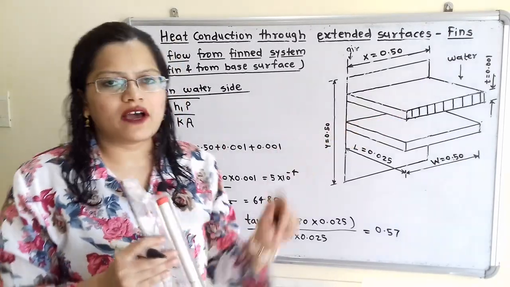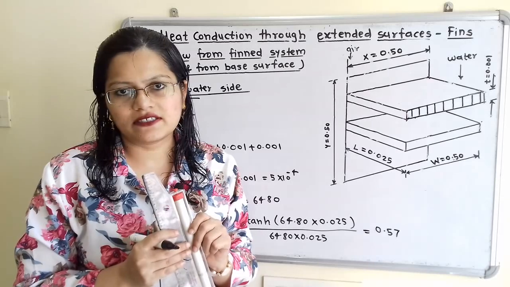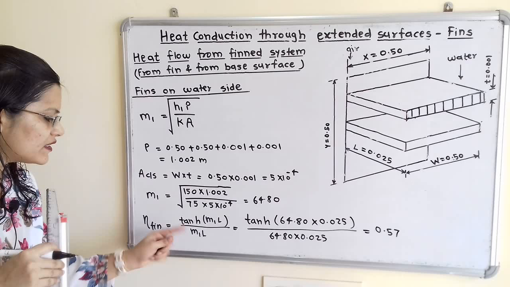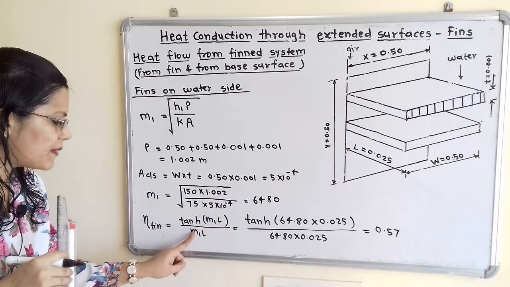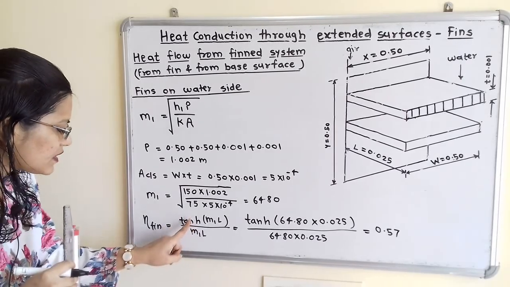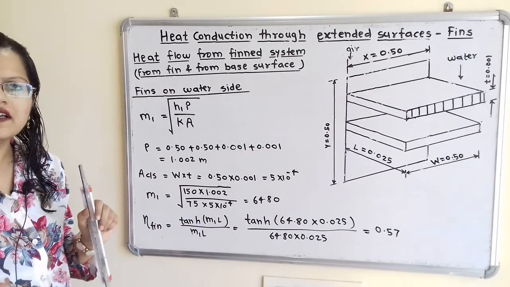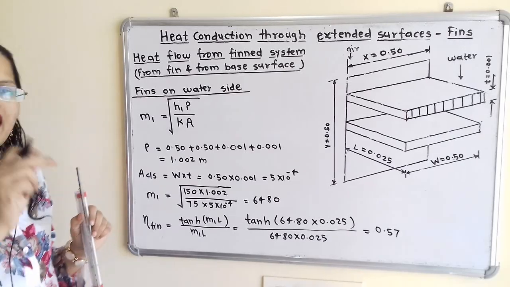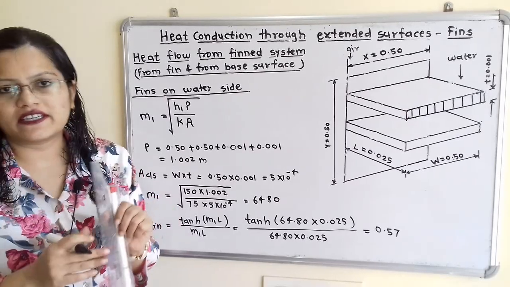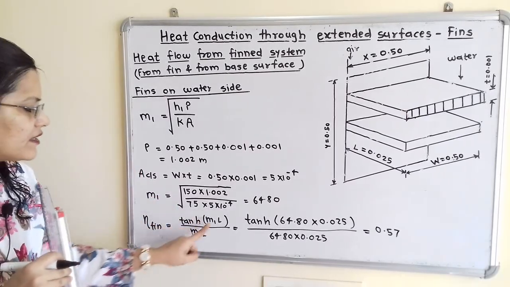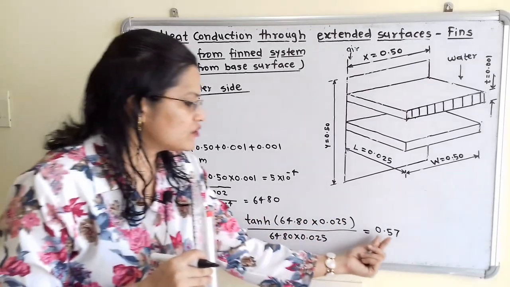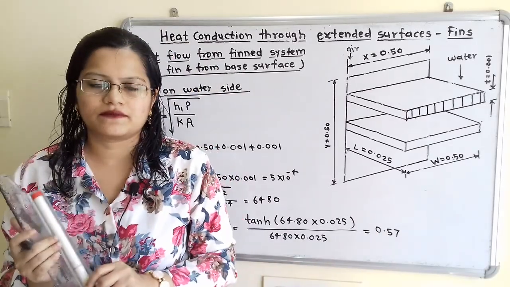So what is the formula when the tip is insulated? We use the formula, efficiency of fin is equal to tanh(m1L) by m1L. m1 is already calculated. Here the hyperbolic function tanh we can calculate with the help of a calculator: we have to press the hyp button, that is the button for the hyperbolic function, and then the tan button, then we get the value of tanh, and in brackets we put this value. When we calculate this, we get the efficiency of fin 0.57.